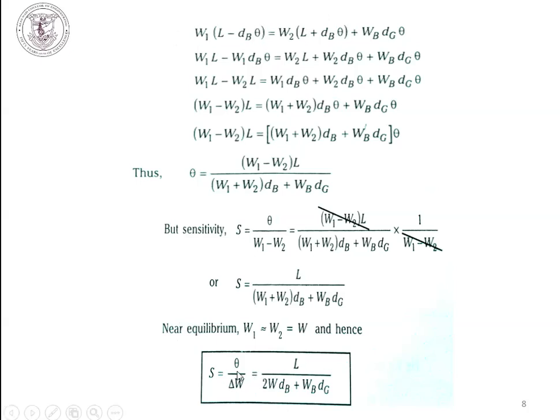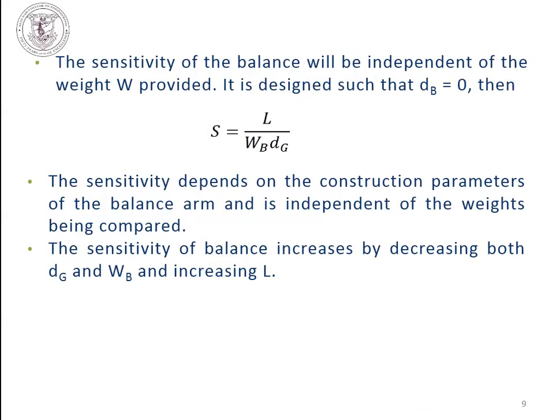Then we can say that S is equal to theta divided by the change in weight, that is delta W. So here W1 and W2 both will become W and W. W plus W will be 2W into dB plus WB into dG. So this is the equation we got for sensitivity. Okay.